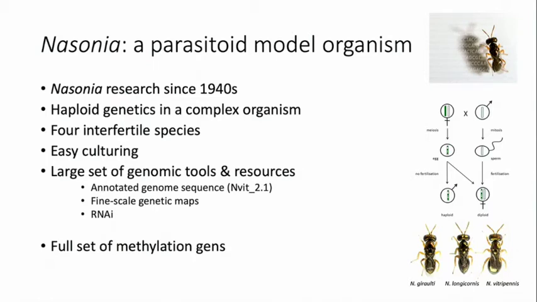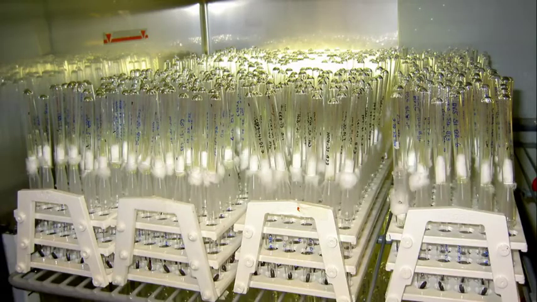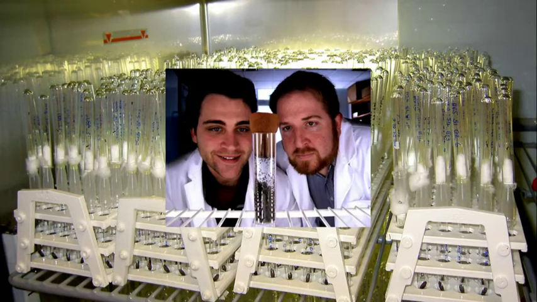And as a consequence of that, there's a large set of genomic tools and resources that have been developed for this species. And one thing that people like to stress is that Nasonia has a full set of methylation genes, in contrast to Drosophila, and that's interesting. So a consequence of this is that you find Nasonia in this environment, and that's of course the lab, where it's being studied by Nasonia biologists.